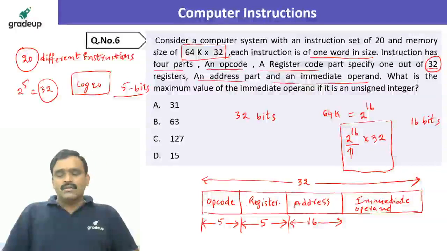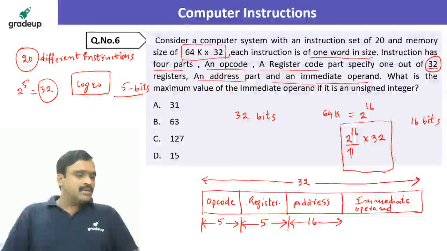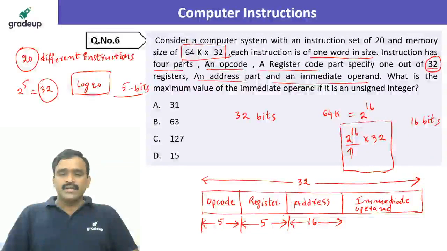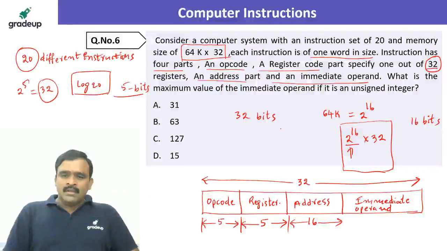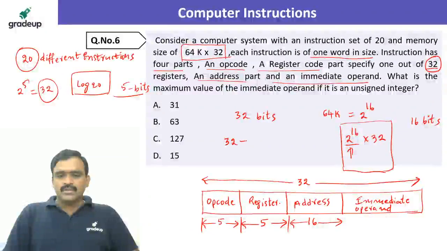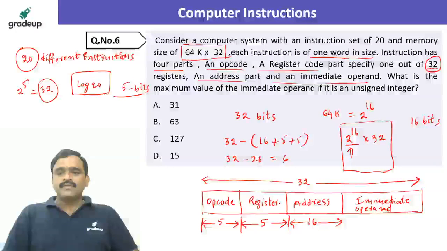Now, immediate operand value. What is the immediate operand value? Remaining out of 32, 16 bits are gone for address, 10 bits are gone for opcode and register. Total 26 bits are gone. So the remaining can be used for immediate operand. So 32 minus of 16 plus 5 plus 5, so 32 minus 26, so 6 bits. So we are using 6 bits.